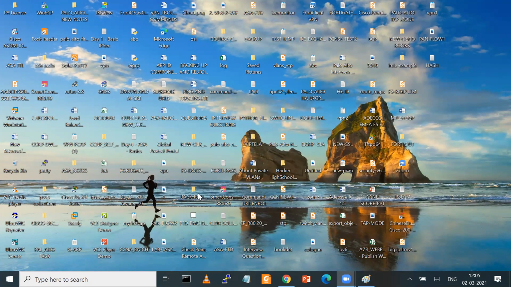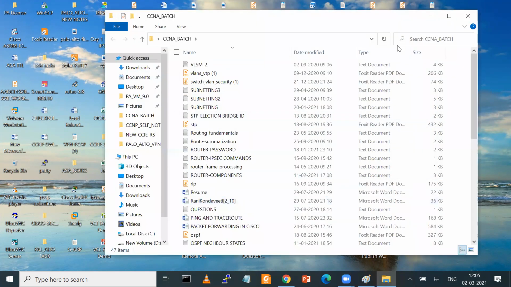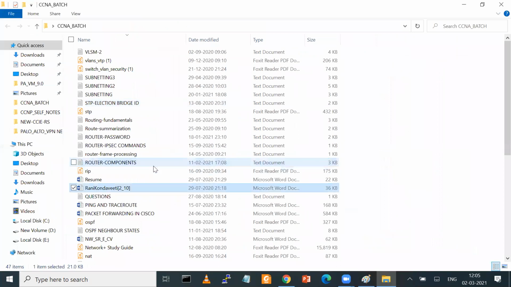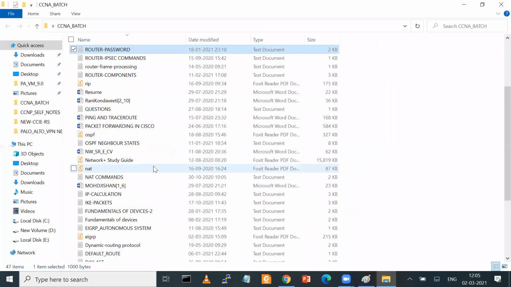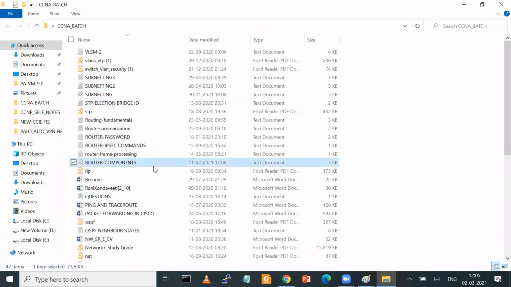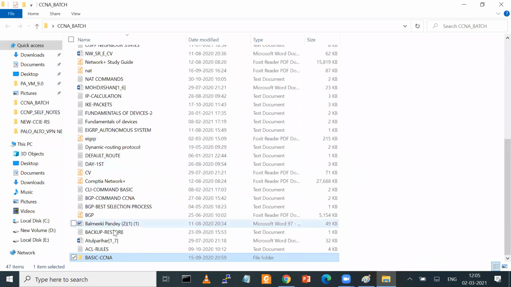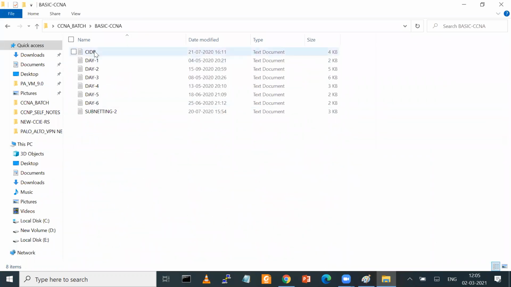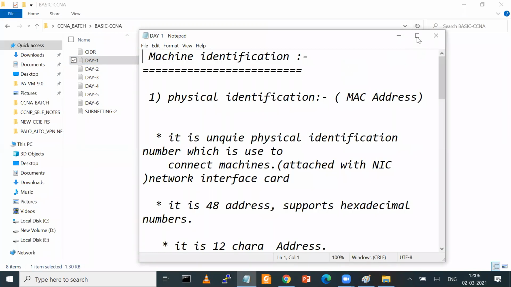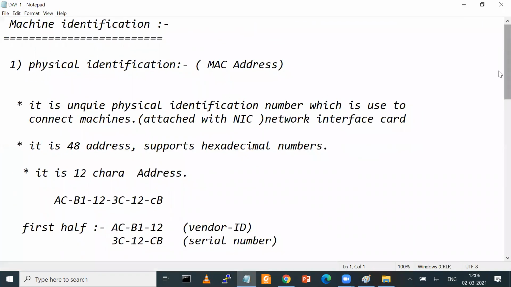I'm going to show you the notes of each session, like whatever calculation I did, I can show you. Yesterday's notes, MAC address and all.